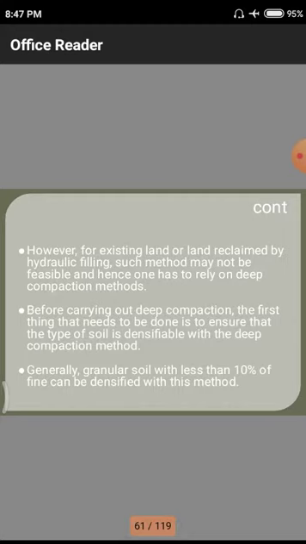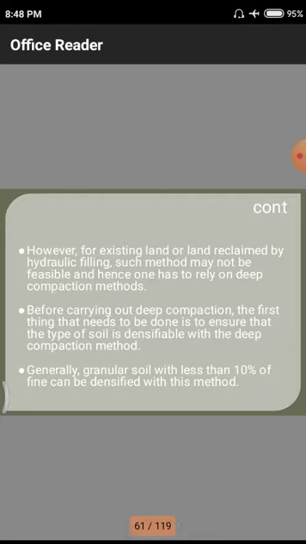Due to this filling of water, the voids will first be filled with water. Due to the filling of water, some binding properties will form between the soil particles. After the binding, all the soil particles come together, and there is some chance of avoiding voids due to this hydraulic filling. Such a method may not be feasible, and hence one has to rely on deep compaction methods. That means the hydraulic method is not suitable in all conditions. We need to go for better deep compaction methods for getting good strength of the particular land.